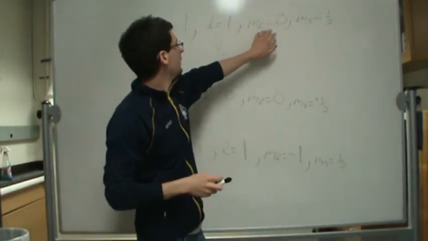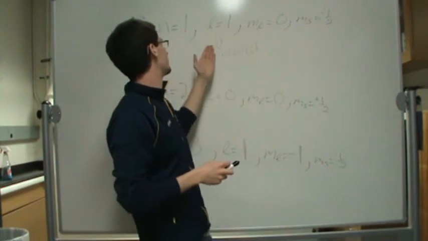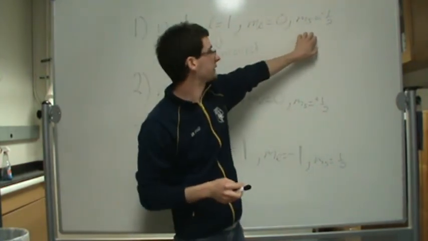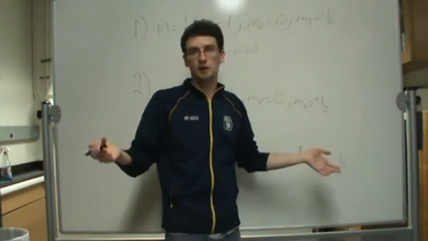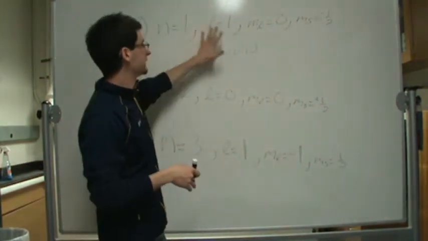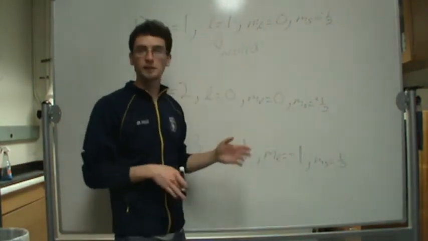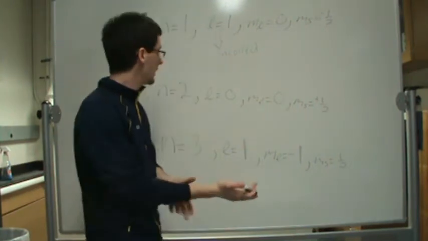Next, we have ml equal to 0. This would be fine, except we have determined our L is incorrect, and our ms is minus 1/2, which is also correct. But this whole line is incorrect because our L value is not an acceptable value.